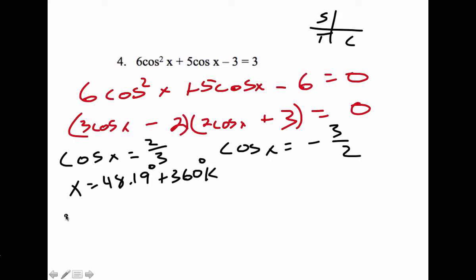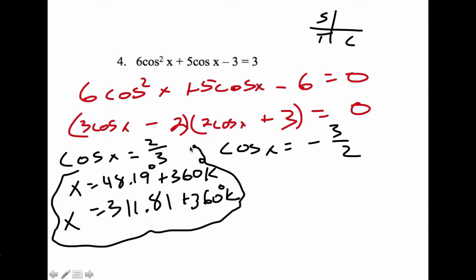My quadrant 4 will be, I got to do 360 minus that value, because I'm going to be down here with this reference angle, and I'll be x equals 311.81. And then I go around again, 360k. When it asks for all, you're just adding on 360k. So those two are answers for sure. And then we head over here and we say, well, when is the cosine negative 3 over 2? Well, when is the cosine negative 1.5? It can't be. And if you type it into your calculator, you get an error, does not exist. So these are the only two answers that we have.